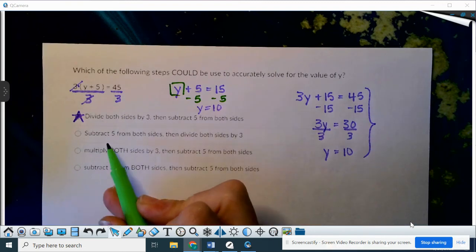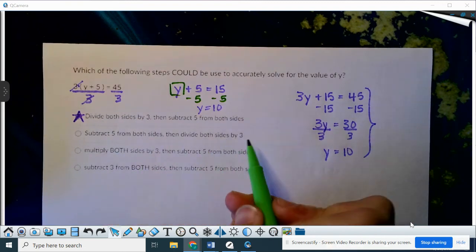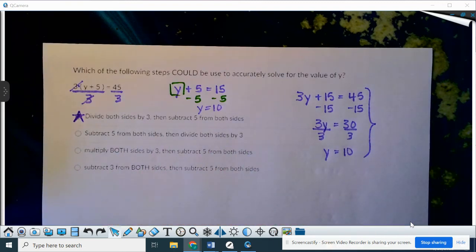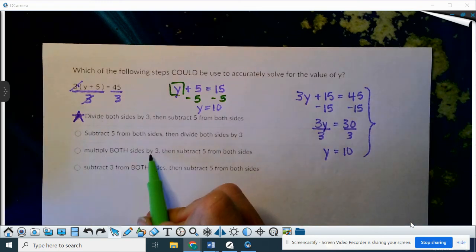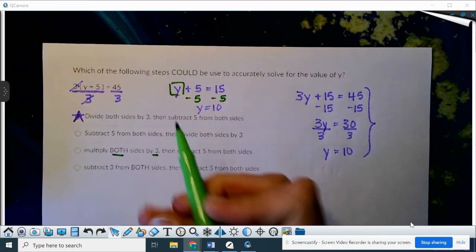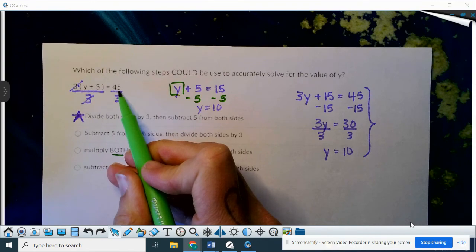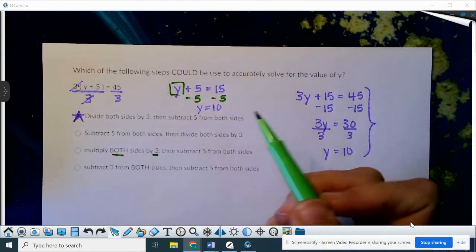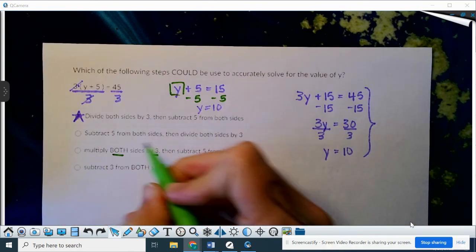Subtract 5 from both sides, then divide both sides by 3 would be an order of operations error. You can't just subtract the 5 out of those parentheses. The parentheses kind of locks that there until you get rid of the 3. Multiply both sides by 3 would just be making this side larger than it should be. And then subtract. So this is definitely a really bad one. This is real bad.